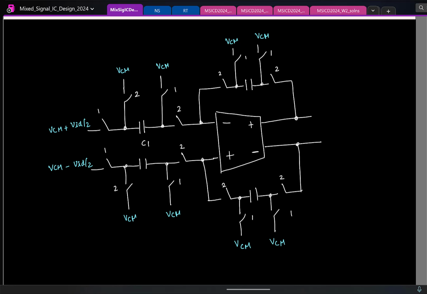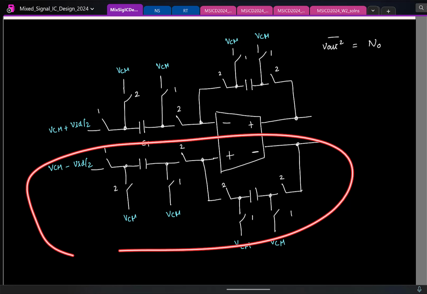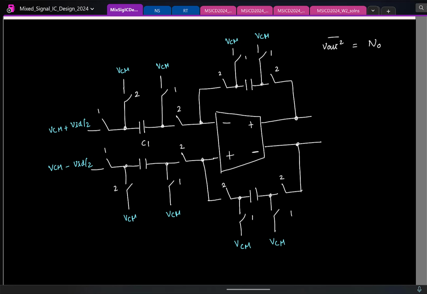And in the last class, we computed the noise for a single-ended circuit. Let us say that V out squared we calculated as some N naught. For a single-ended circuit, that is for one half of the circuit, this was the noise power. I am having 2 times of this circuit here. What do you think will be the noise power in the differential case? Loosely speaking, it should double because I have twice the number of switches, twice the number of noise sources. Everything doubles, and all the noise sources are uncorrelated, so it just becomes 2.